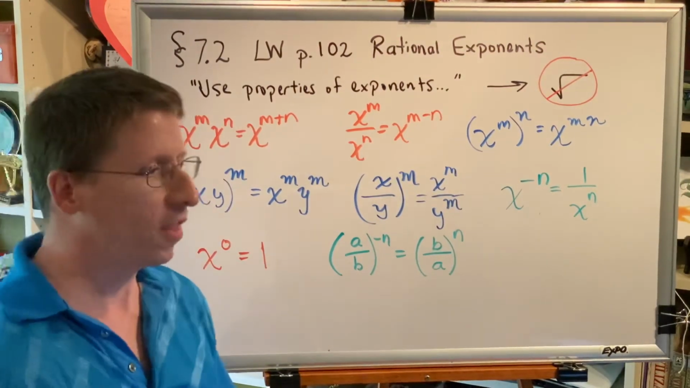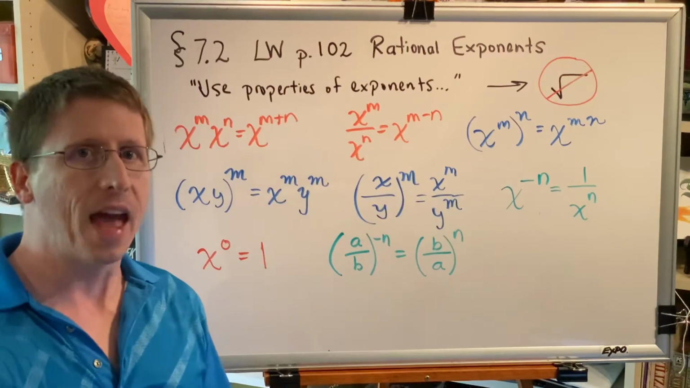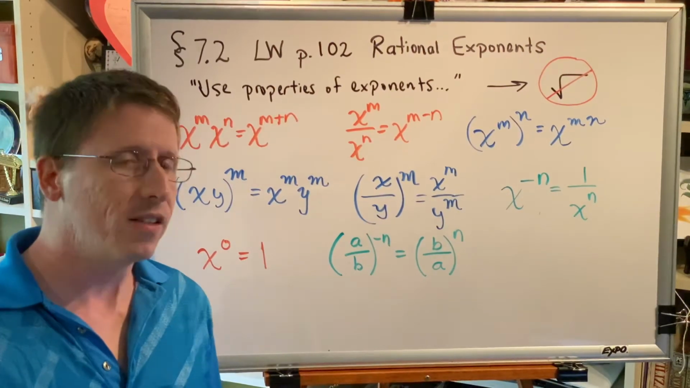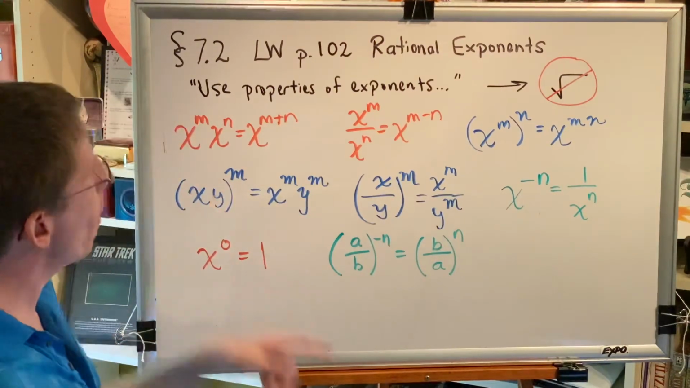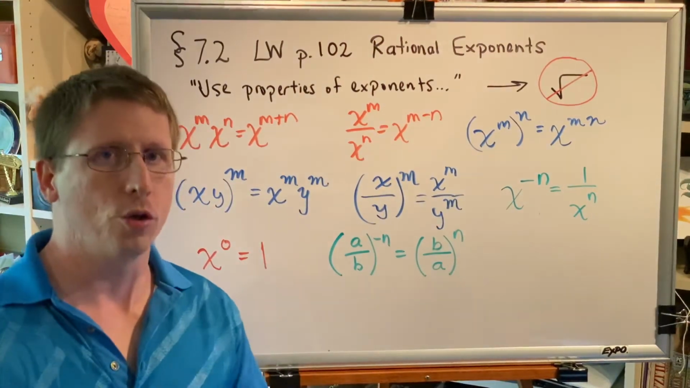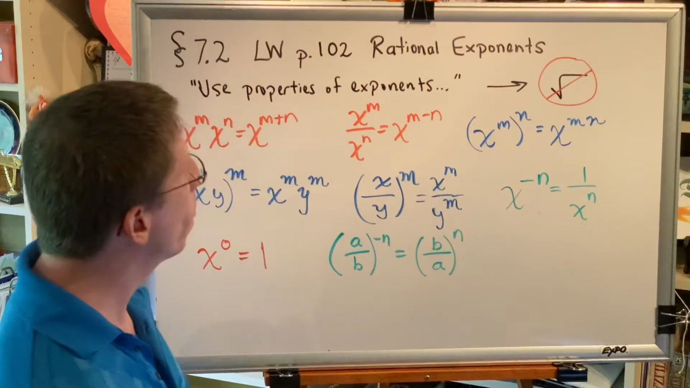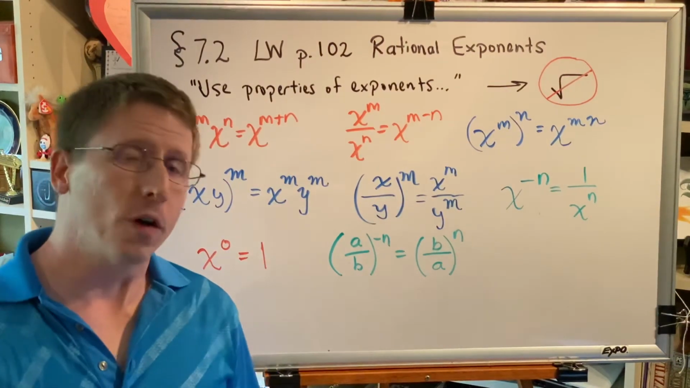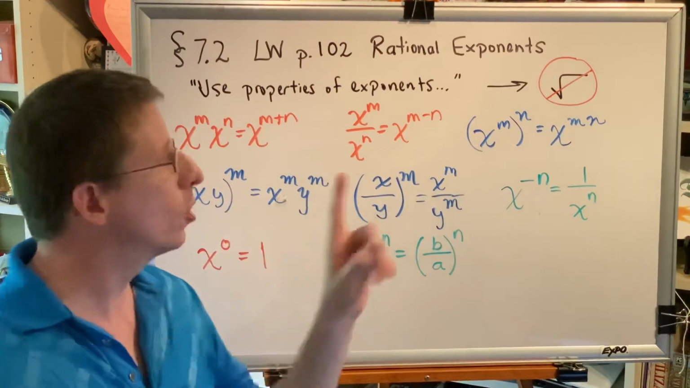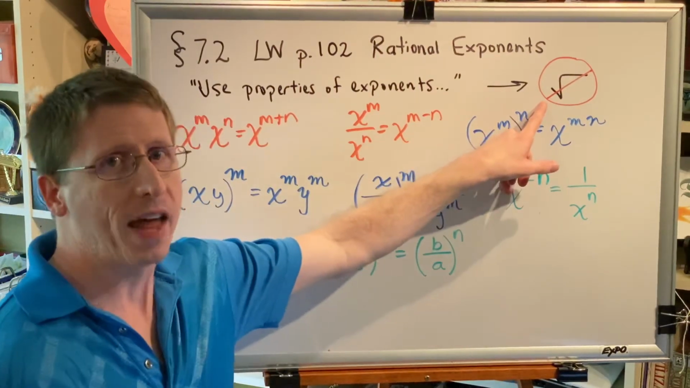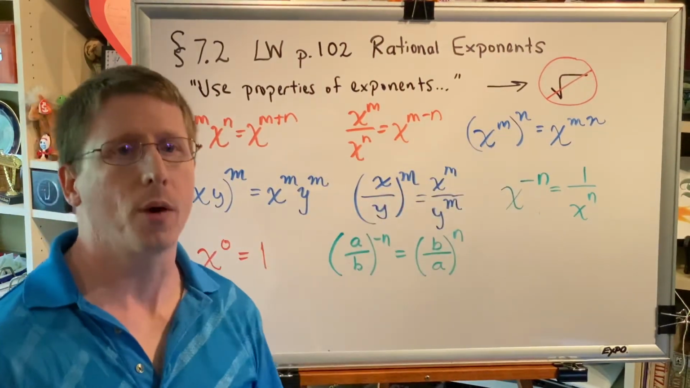One of the interesting things about the problems at the end of section 7.2 is stated in the instructions. The instructions say, use properties of exponents to simplify. And different from all of the other problems in section 7.2, this is indicating to us that we will not use the radical symbol at any point during our solution.